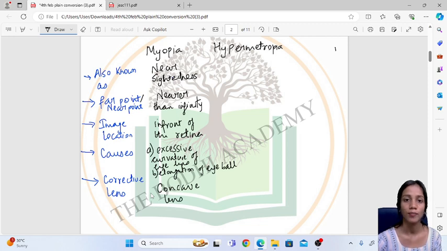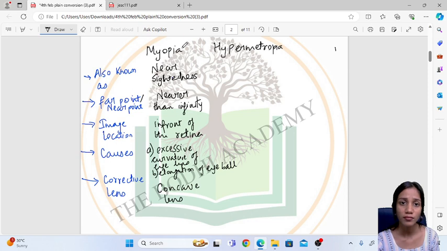So this was the first defect, that is myopia, which is also known as nearsightedness. The far point is nearer than infinity. Image is formed in front of the retina. The causes are excessive curvature of the eye lens and elongation of the eyeball. And the corrective lens used over here is the concave lens, which will bring the image back on the retina.